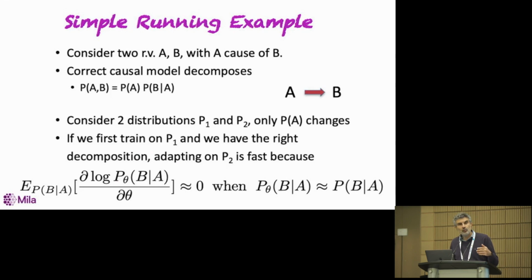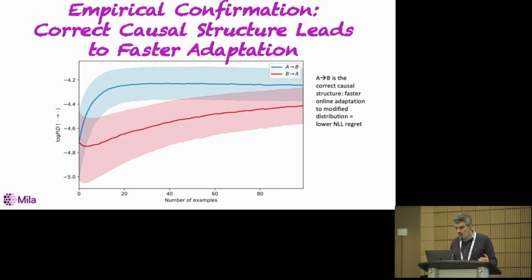And the fact that so few parameters need to change is going to be translated into a fast learning curve. So in that figure, what we see is on the x-axis, as we see examples of a modified distribution where the marginal P of A has been modified, we see the log likelihood on the y-axis getting better as the learner adapts to the change. And we have the two colors corresponding to two hypotheses, one which assumes a correct factorization corresponding to the direction of causality, and the incorrect one. And we see that with the correct causal hypothesis, the correct factorization of knowledge, the adaptation is very fast.